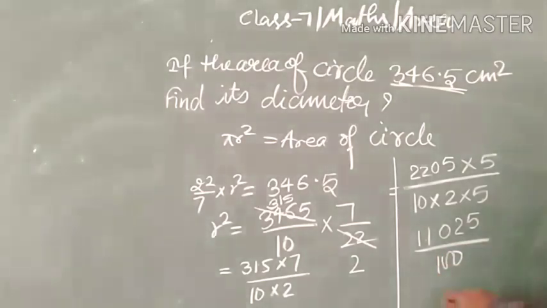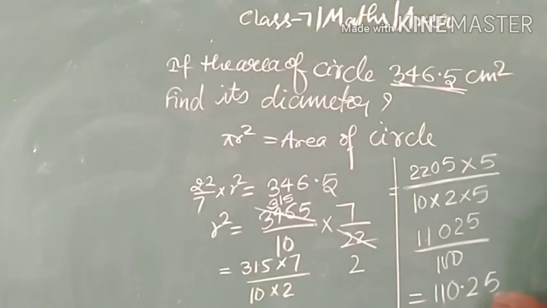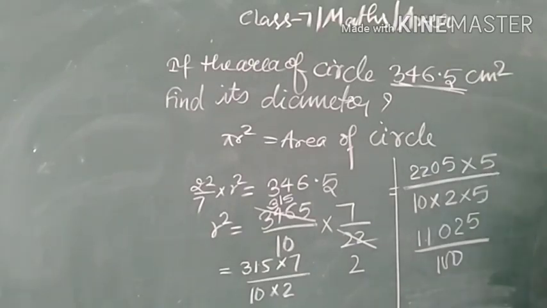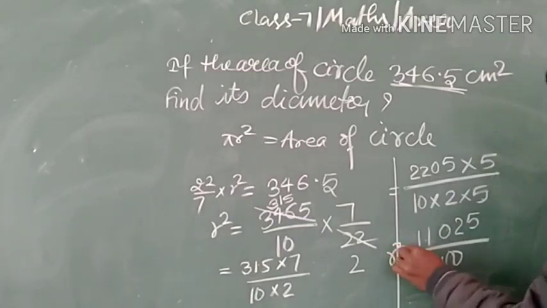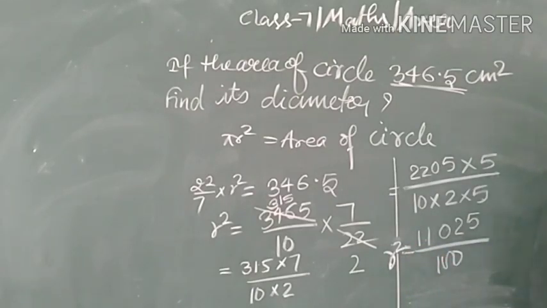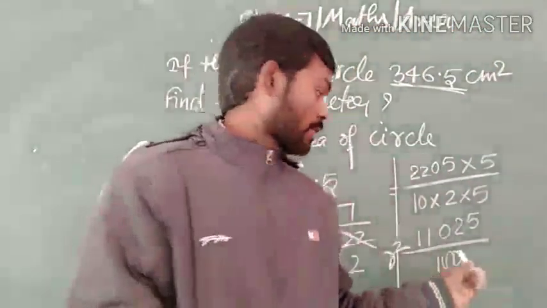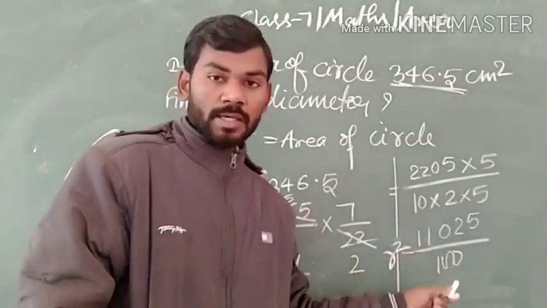Okay, now here we can write 110.25. This is the one most important thing we needed to write. Since this is the value of r square, and we have to find out the value of r, in order to find out the value of r, we have to find out the square root of the quantity which is on the right side.